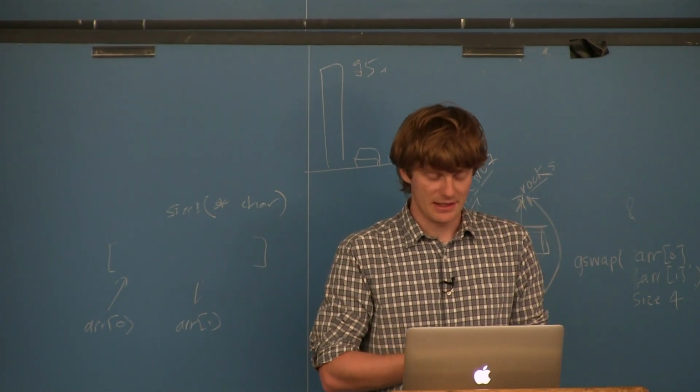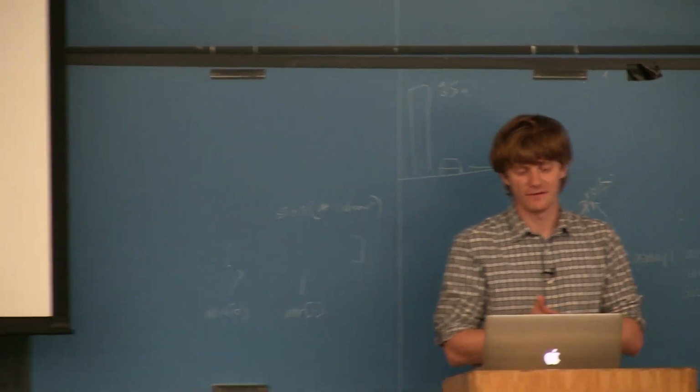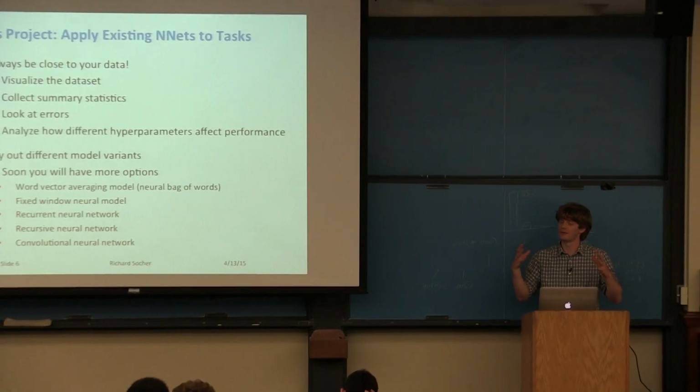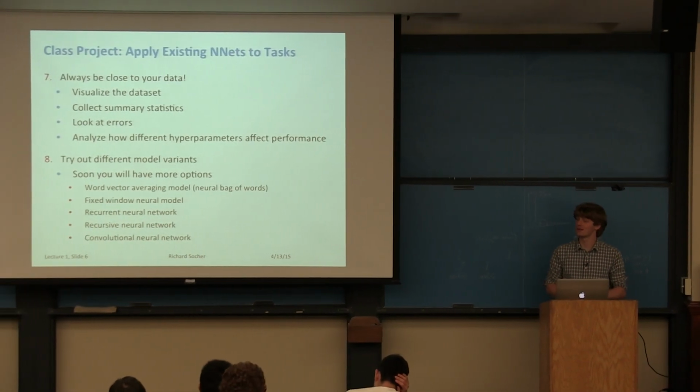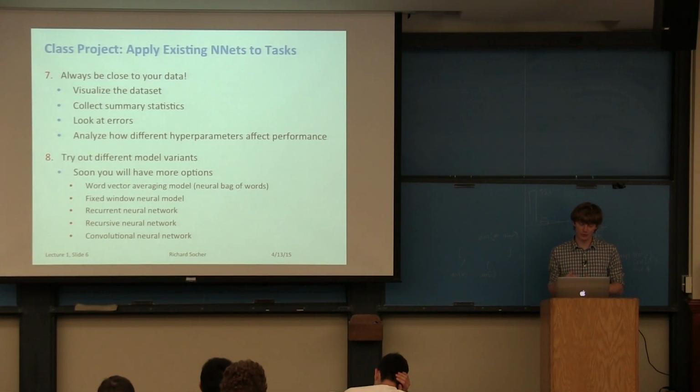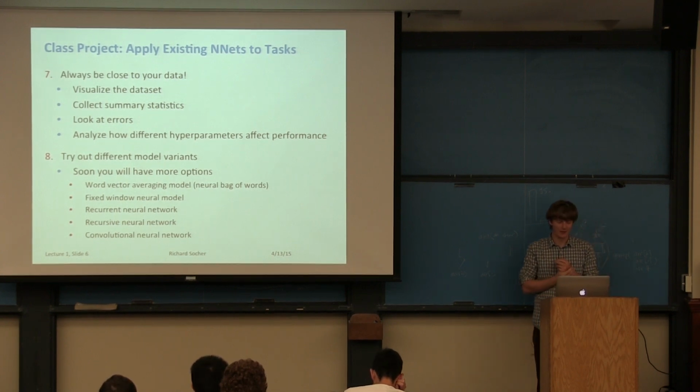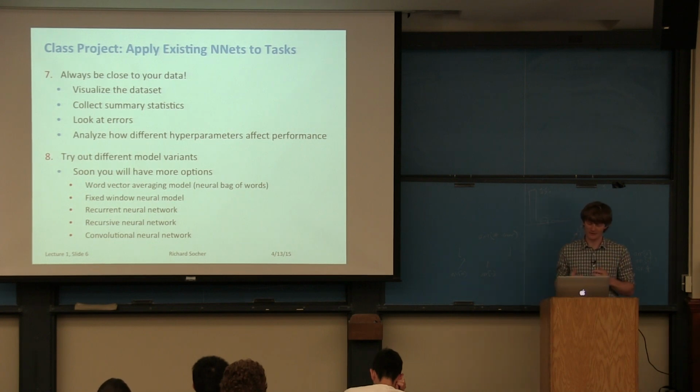And the 8th one is, try out different model variants. And the nice thing is, after today's lecture, you have all the important Lego pieces, the basic ingredients. And in the next third, we can really go through a variety of different kinds of models. We'll have word vector averaging models. You can have the fixed window neural network models that we'll discuss today.